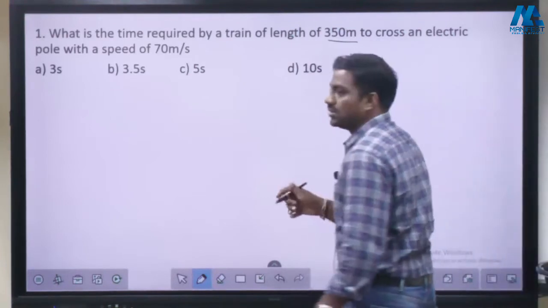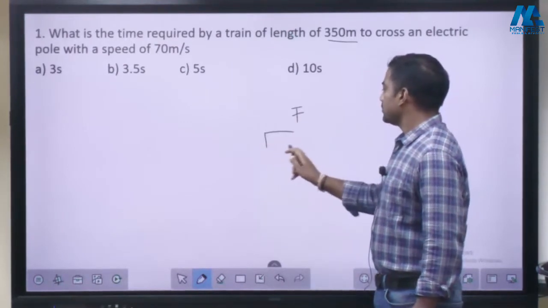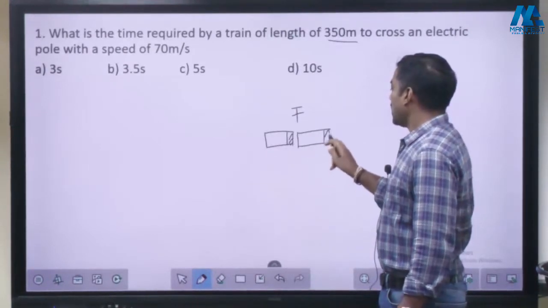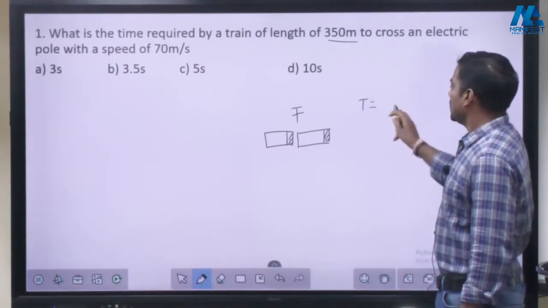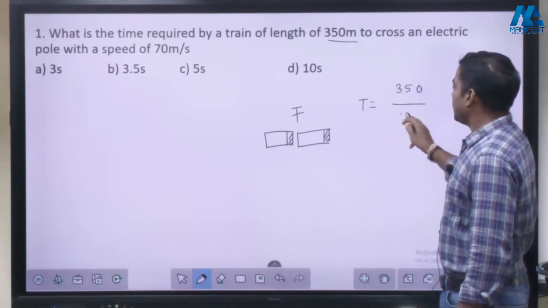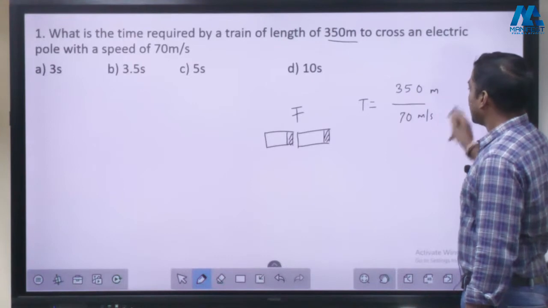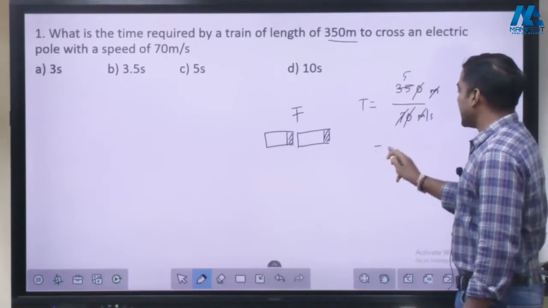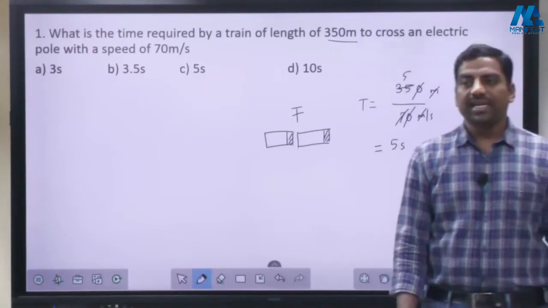So in this case, electric pole, train is crossing. So by the time it crosses, the last bogie crosses. So what is the answer here? What is the time taken? Length of the train, 350 meter divided by the speed of the train, that is 70 meter per second. So this is meter per second and this is meter. Second will go up, meter will get cancelled. 7 ones are 7, 5s are 35. So how many seconds are required? 5 seconds are required for the train to cross this electric pole.